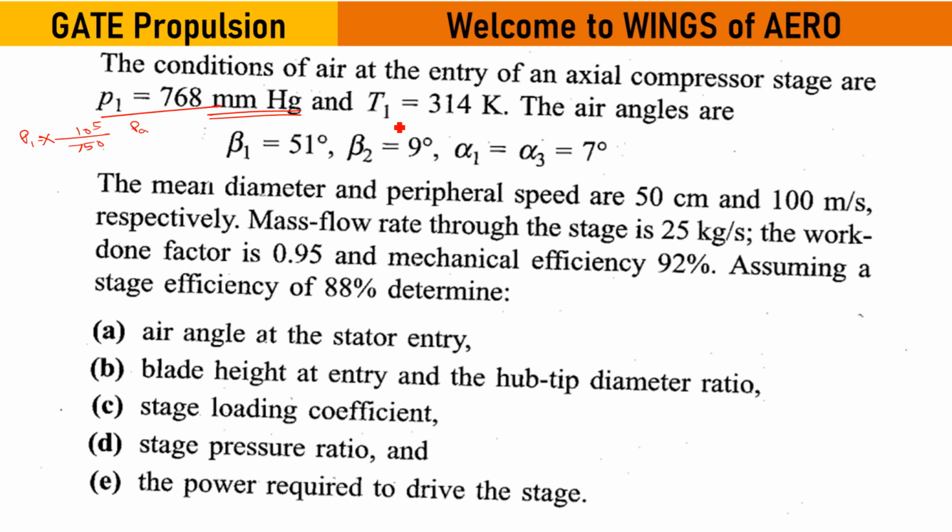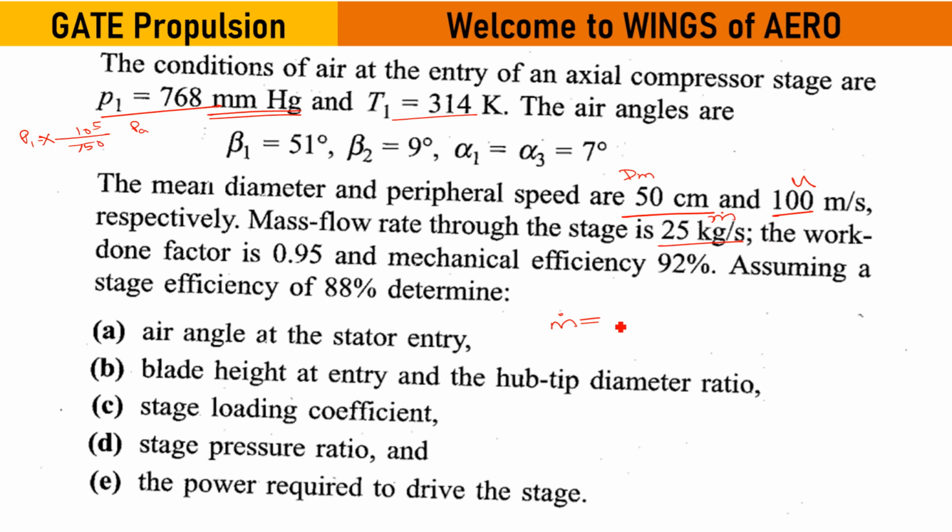Clear? T1 is given to you, right? This beta 1, beta 2. So from here all the values you will get. They have given the diameter, very importantly the mean diameter is provided to you. They have given you the mass flow rate. So whenever they have given mass flow rate, always first think how you can make use of the continuity equation. So what is the continuity equation?